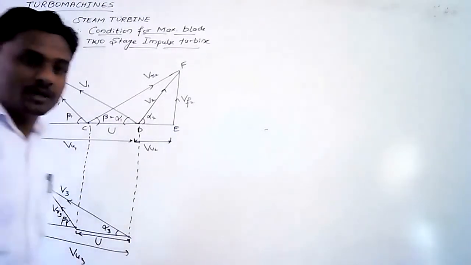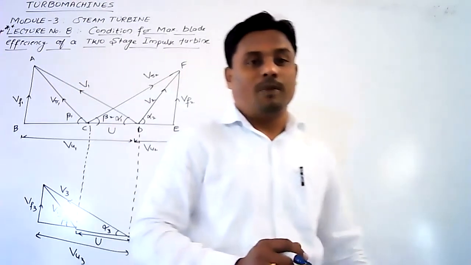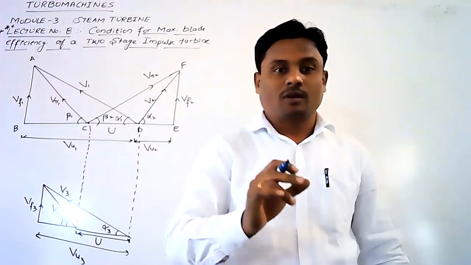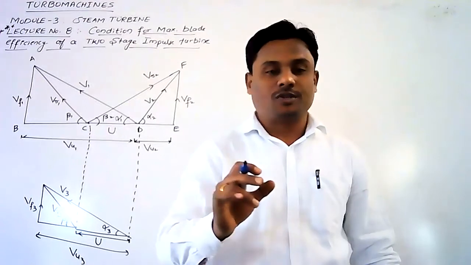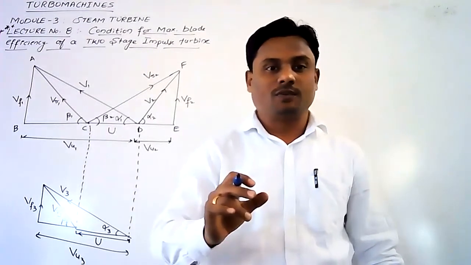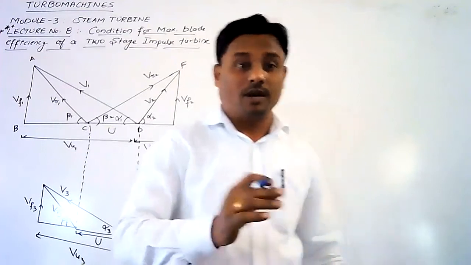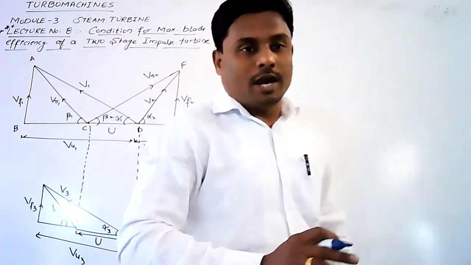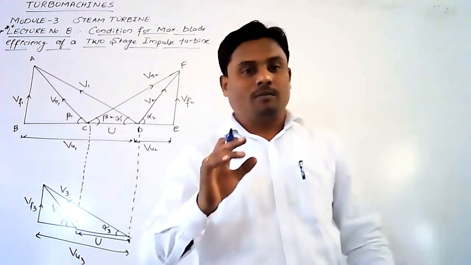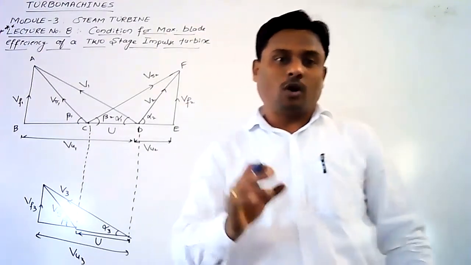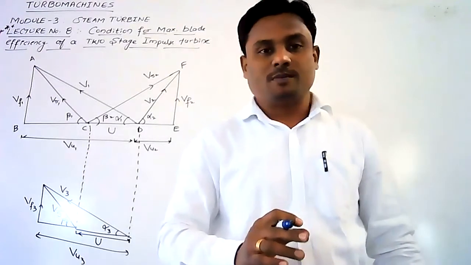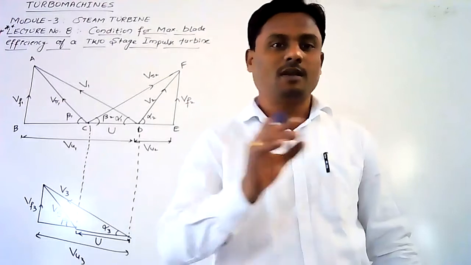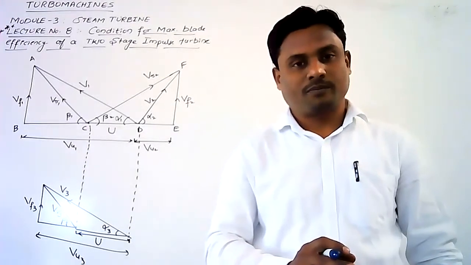Now, in the previous video lecture, we have seen how to draw the combined velocity triangle for the two-stage impulse turbine, exclusively for the condition of maximum blade efficiency. The condition for maximum blade efficiency of the two-stage impulse turbine: in order to obtain the maximum blade efficiency, the work obtained from both the stages must be maximum. The total work obtained from both the stages must be as large as possible.